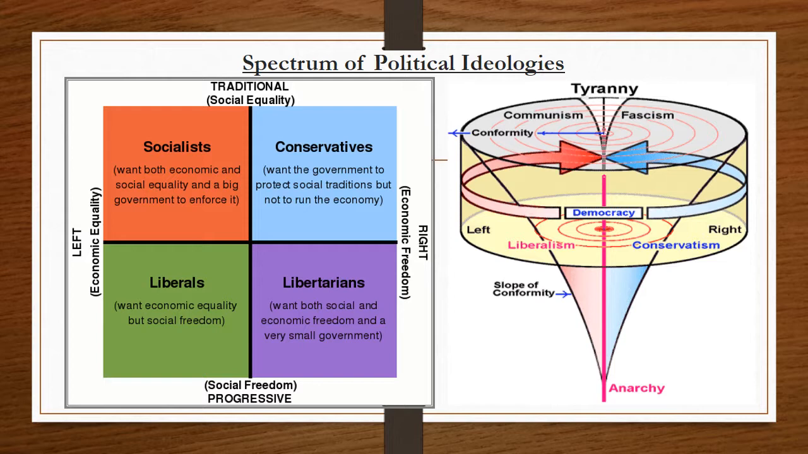Then when we look at the vertical axis in the middle of the screen, you've got traditional at the top and progressive at the bottom. So in traditional, at the top end of that spectrum, it's mirrored on the other chart with tyranny. So at the top of that social equality spectrum, what you've got is that the government are completely in charge of social life. So the government would be in charge of things like public beliefs and public education.